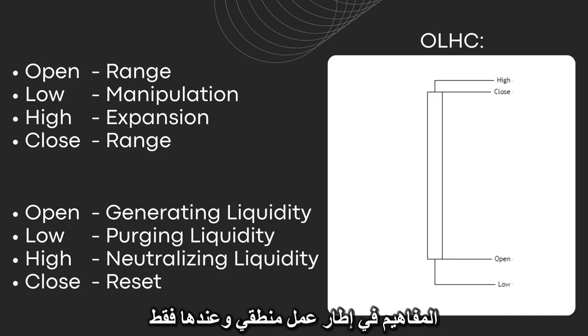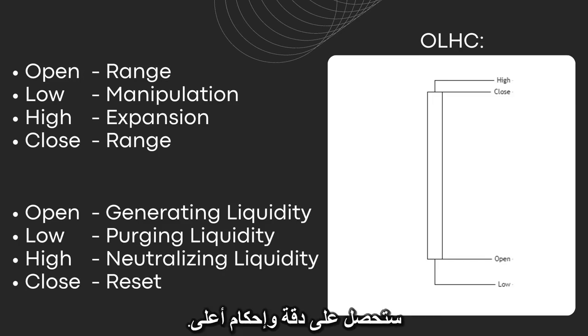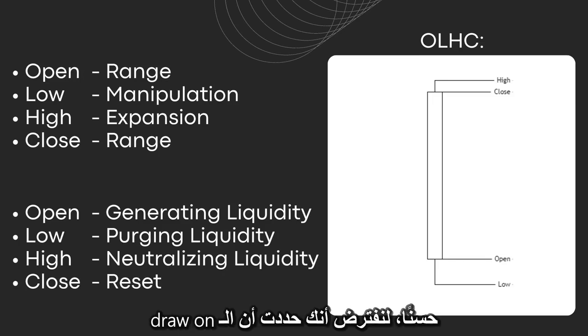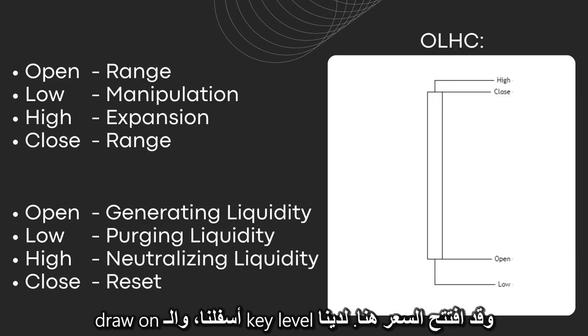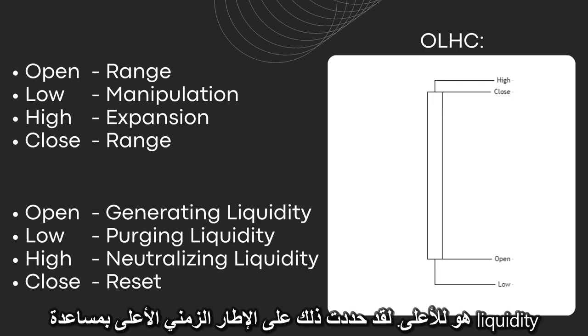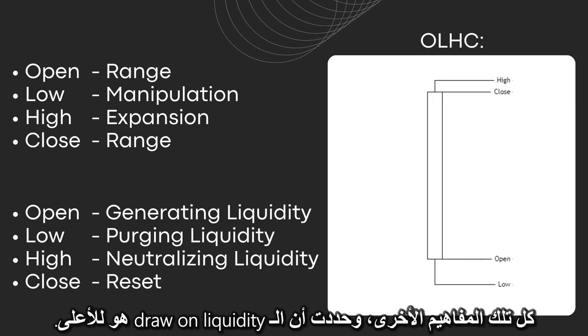All of these concepts have to be used in a logical framework, and only then are you going to have higher precision and accuracy, right? So let's say you've determined that your higher time frame draw on liquidity is higher and you've got a key level right here, right below you, and price has opened right here. We've got a key level below us and the draw on liquidity is higher. You've determined that on the higher time frame with the help of all of those other concepts, and you've determined the draw on liquidity is higher.